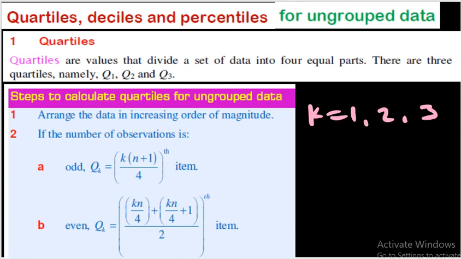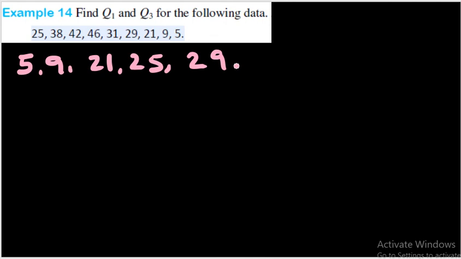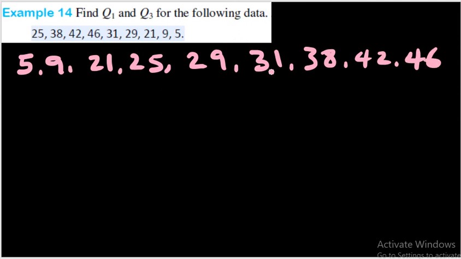The first example: find Q1 and Q3 for the following data. Our data is not arranged in increasing order. Let's do it. The smallest number is 5, then 9 comes, then 21, then 25, then 29, then 31, 38, 42 and 46. How many data? 1, 2, 3, 4, 5, 6, 7, 8, 9 data.